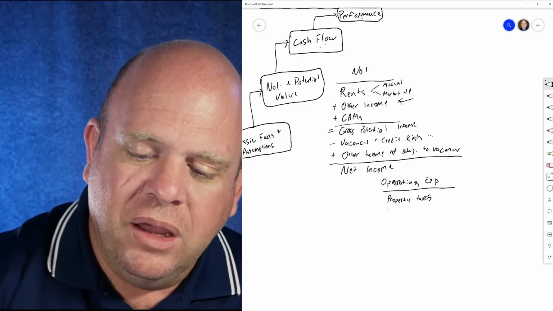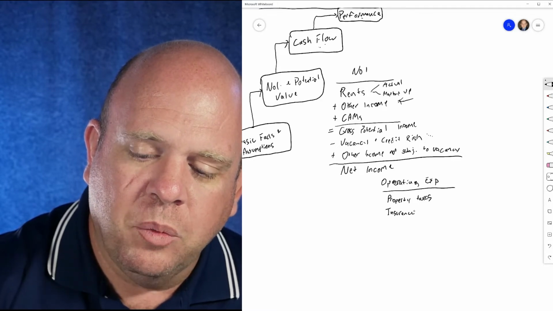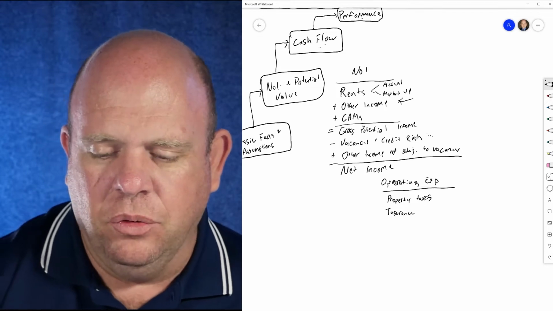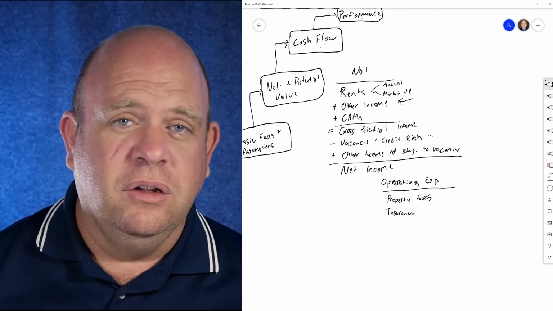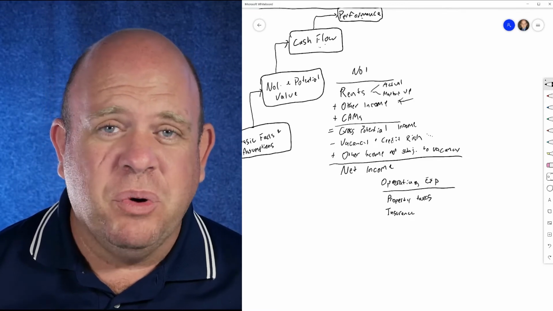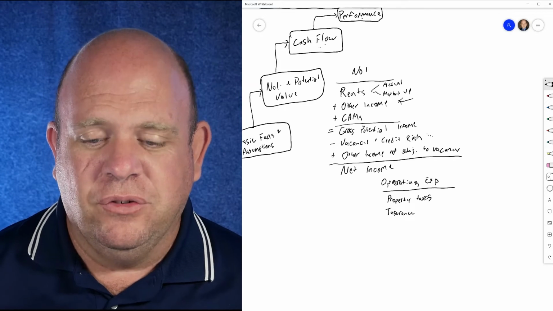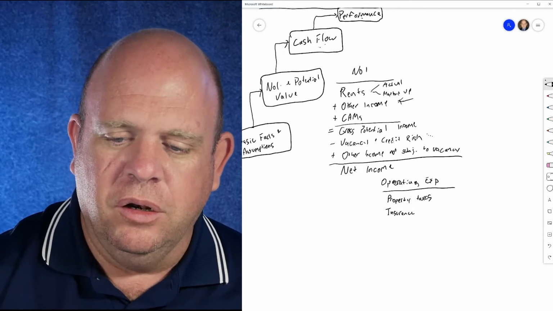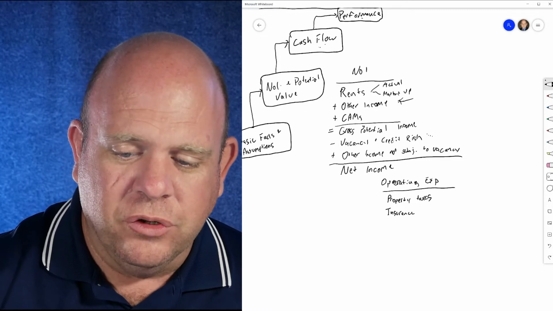You've got to pay your insurance. I'm writing these in the order that I typically do them in. You have to pay for insurance. If you have a loan on it, you definitely need it. You're probably doing an incredible disservice to your investors if you don't have insurance on the property. So everybody pays for insurance.